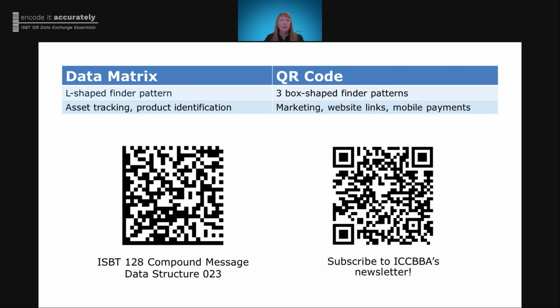And here we've got two examples. One is the data matrix on the left-hand side. It's the compound message, that is data structure 023. And on the right-hand side, we've got a handy QR code so that you can subscribe to ICCBA's newsletter.